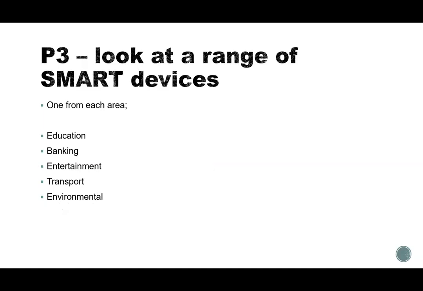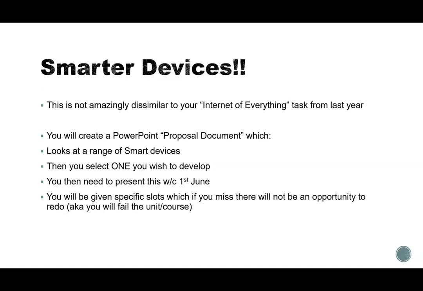Obviously. So first thing you need to do is look at a range of smart. So this is going to be a presentation. It's going to be a presentation document, sorry, a proposal document. That's what you're going to have to call this thing. So make sure when you hand it in or at the beginning of your presentation, you make that clear. So a slide that says this is the proposal document.